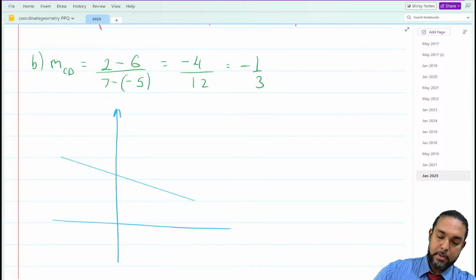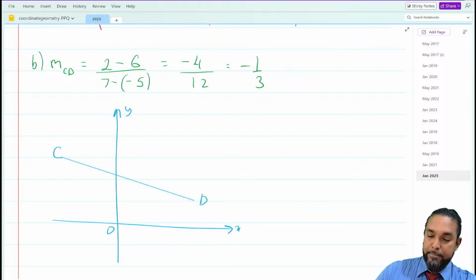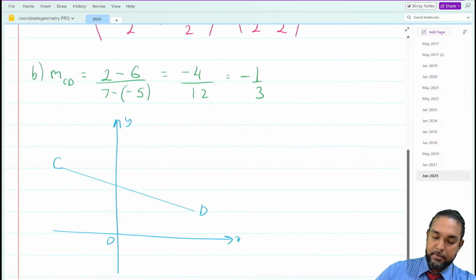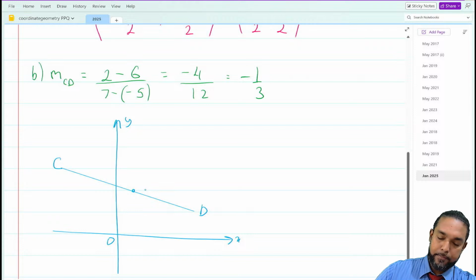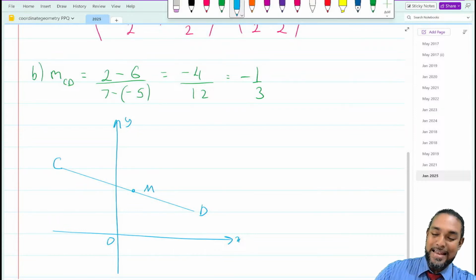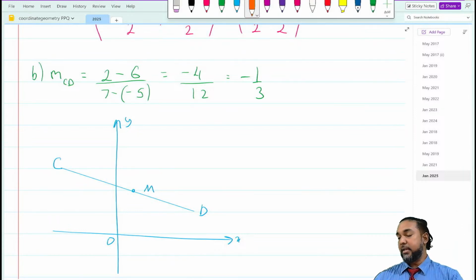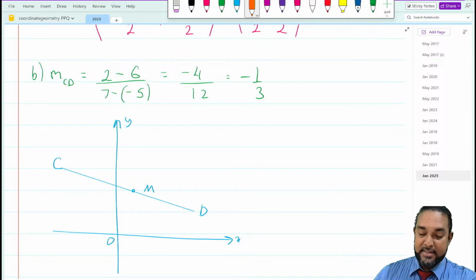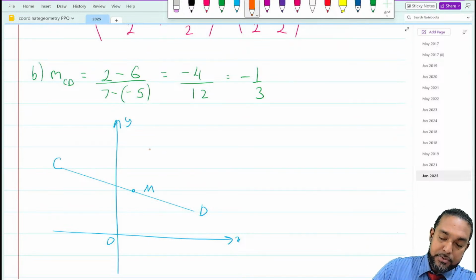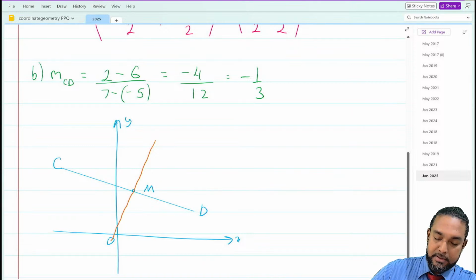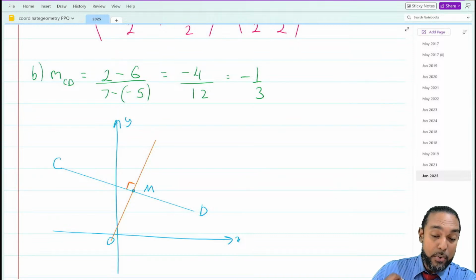I want you to imagine with me for a second that this line here is the line CD. So that's C and that's D. The midpoint we got was 1, 4, so that's somewhere around here. When two lines are perpendicular, they meet at right angles. To bisect means to cut it in half. So the perpendicular bisector cuts the line in half at a right angle, and they want the equation of the perpendicular bisector.